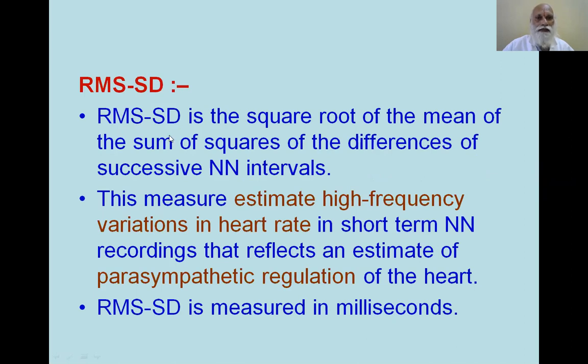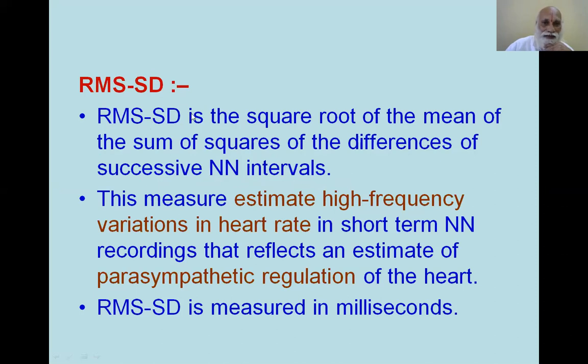Then here, RMSSD. SD is standard deviation, no problem. RMS is what is important for you to understand clearly. R is referring to the root square, or square root, of the mean of the sum of the squares. These are the squares referring to the differences of successive NN intervals.